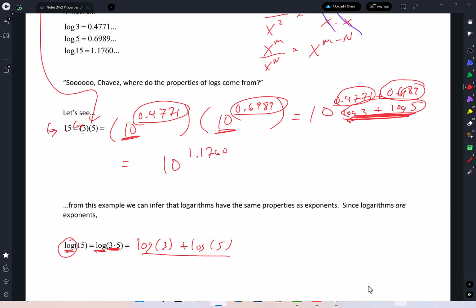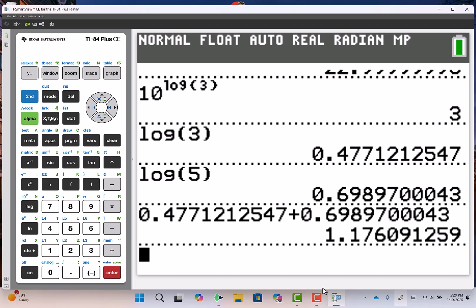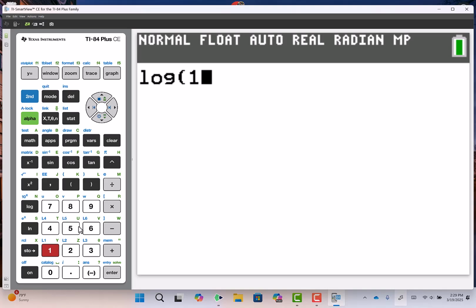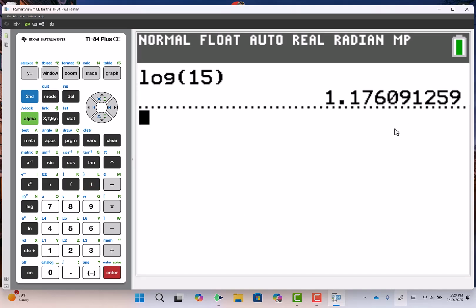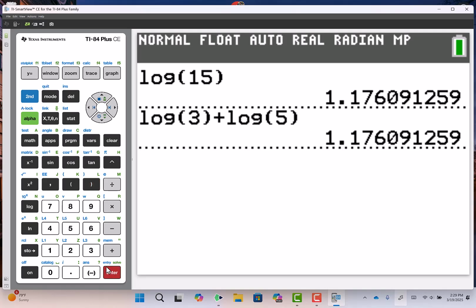So if you were to technically get rid of the log, say you divided the log on both sides, remember, logs are like exponents, so they have the same properties. If I type in log 15 in here and push enter, that's the same thing as log 3 plus log 5. That's your product rule for logs. When you multiply common exponents, you add up the exponents. It's the same thing for logs because logs and exponents are inverses of each other.